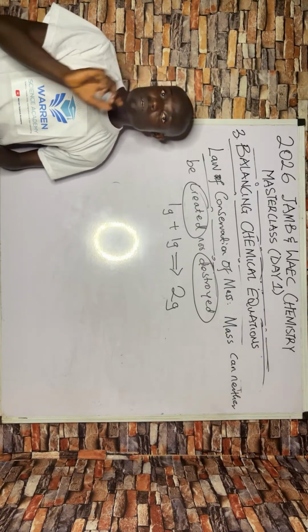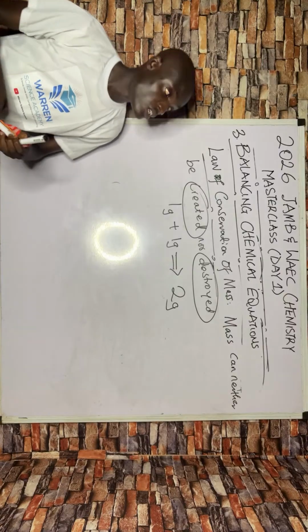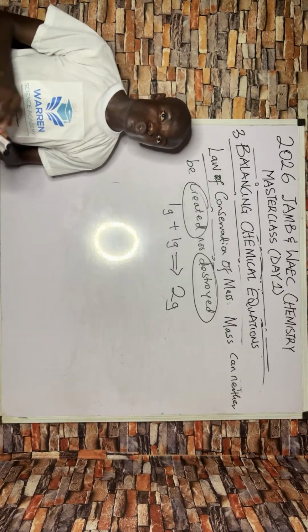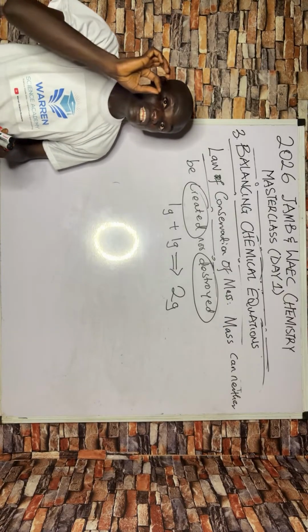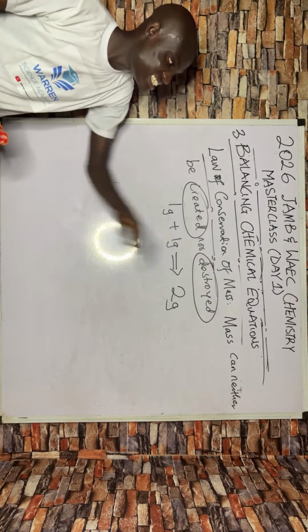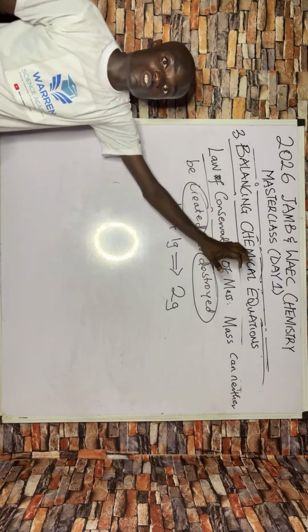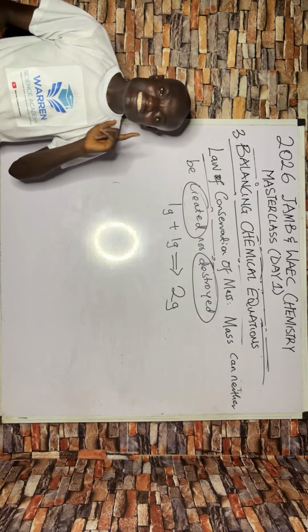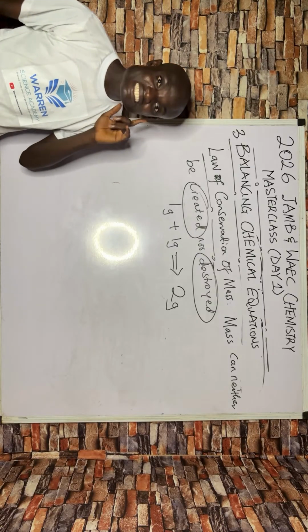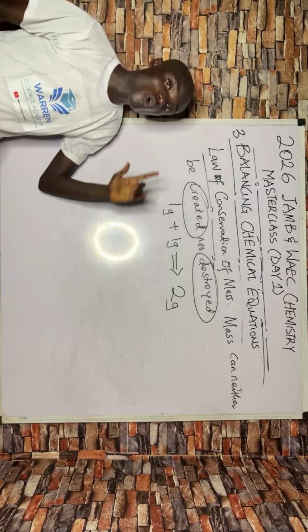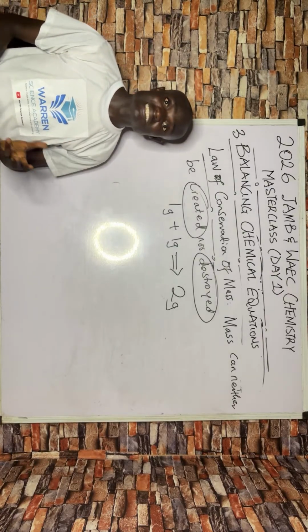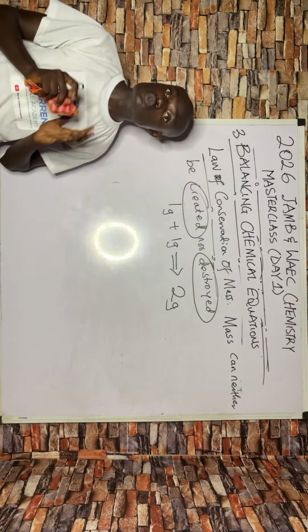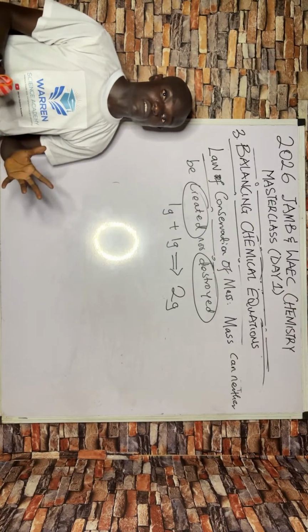Now, in your exam, you could be asked this question: balancing of a chemical equation obeys which law? The law it obeys is the law of conservation of mass, because every balanced equation is obeying the law of conservation of mass. So when asked that question, your simplest answer is the law of conservation of mass.